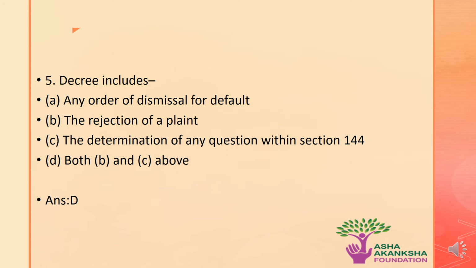So now let's move on to the next question, which is, what does a decree include? The options are A. Any order of dismissal for default, B. The rejection of plaint, C. The determination of any question within Section 144, or D. Both B and C of the above. The correct answer to this question is option D, that is, both B and C. This means to say decree includes the rejection of a plaint as well as the determination of any question within Section 144.